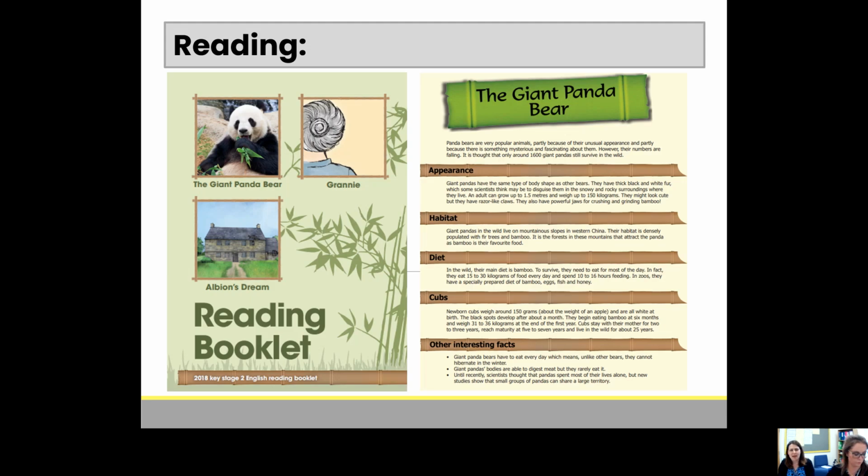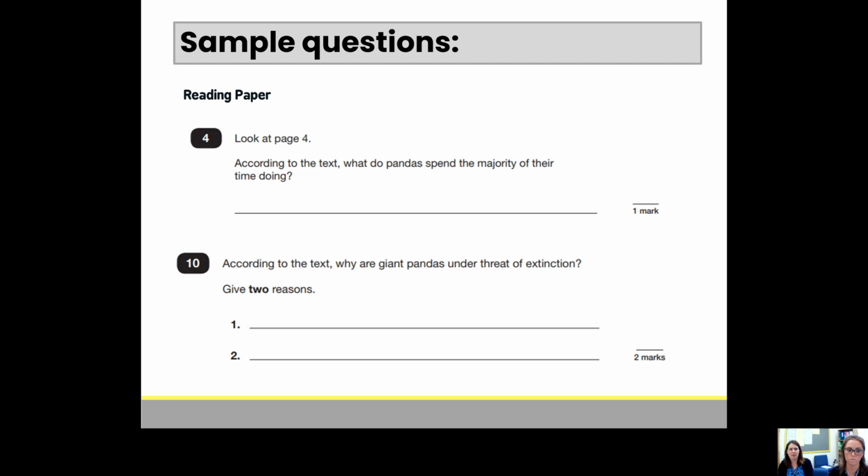So here you can see there is an example paper, the front cover, and one of the extracts from the paper. That is a non-fiction extract. As you can see, there's a story there about Granny and a story of Albion's dream as well. And looking inside the paper, this just gives you an example of some of the types of questions. We haven't got all the different question types here to show you, but just to give you a flavour.